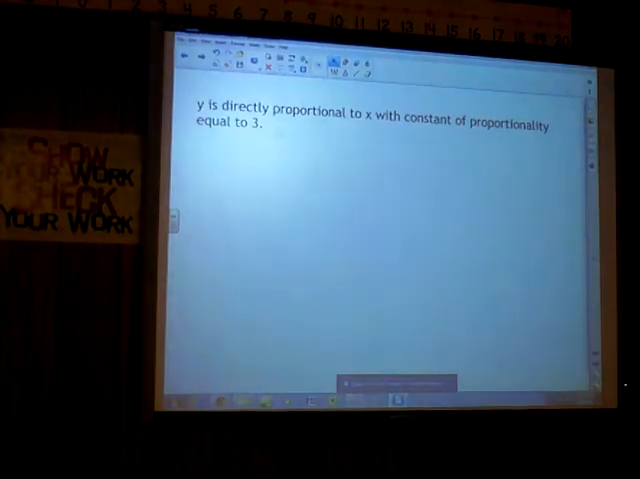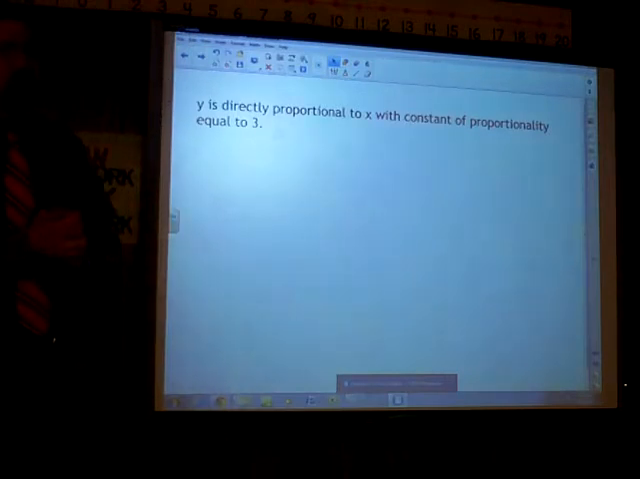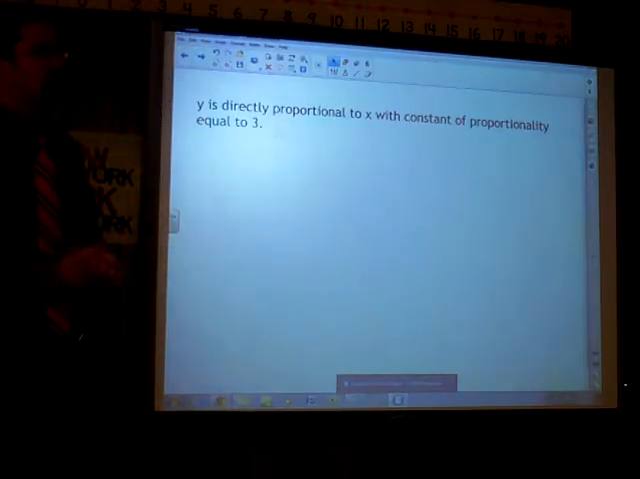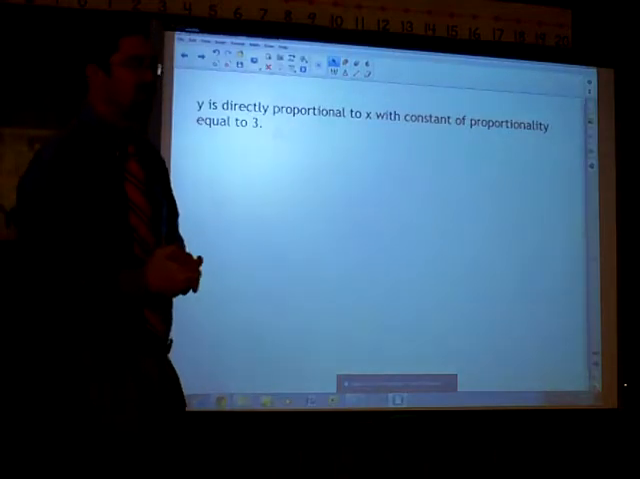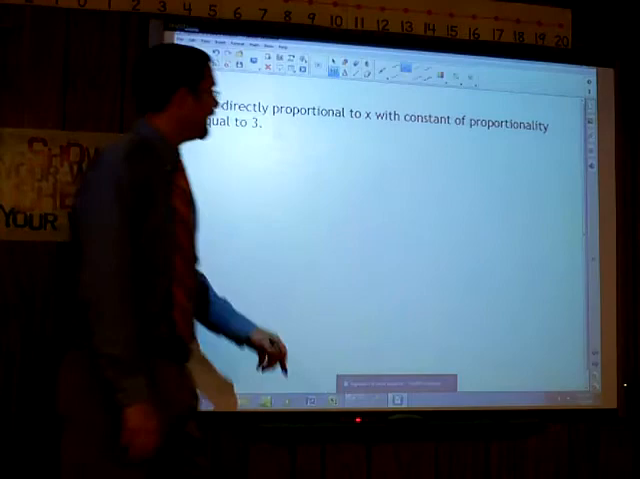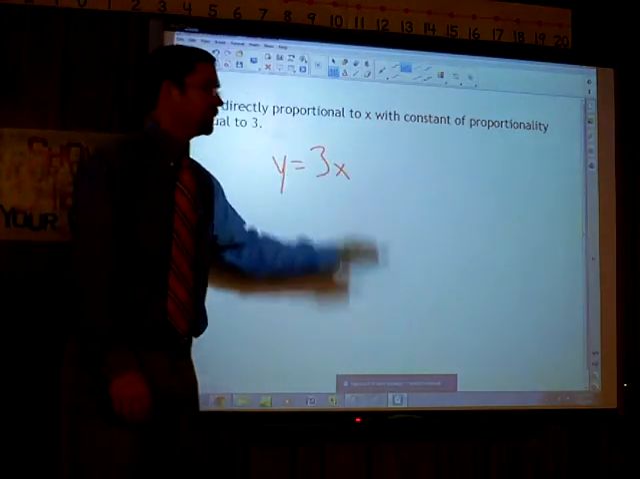Okay, we're looking for the equation when y is directly proportional to x with a constant of proportionality equal to 3. What'd you come up with, Anna Marie? Y equals 3x. Yeah, all of that is just saying y equals 3x.